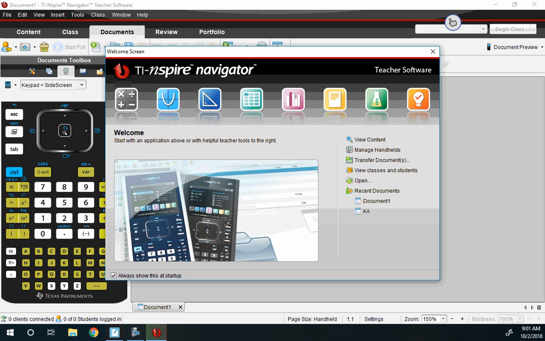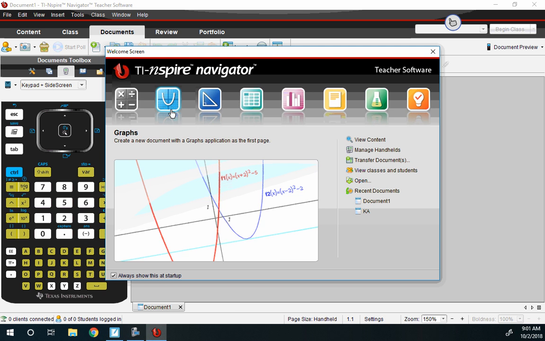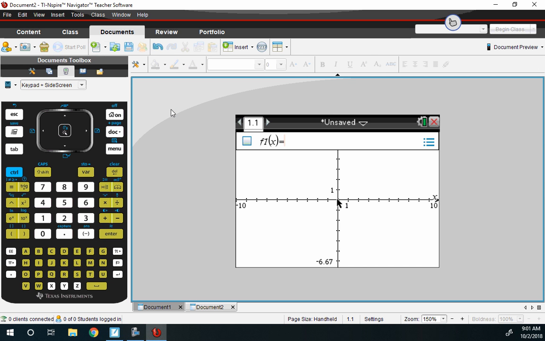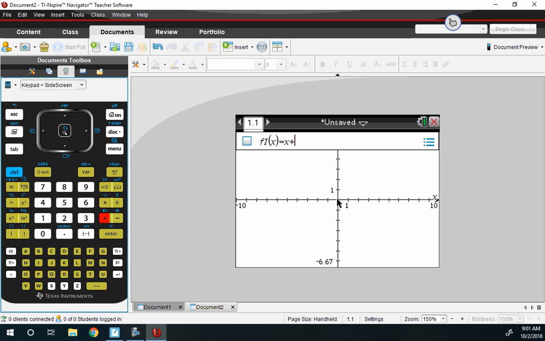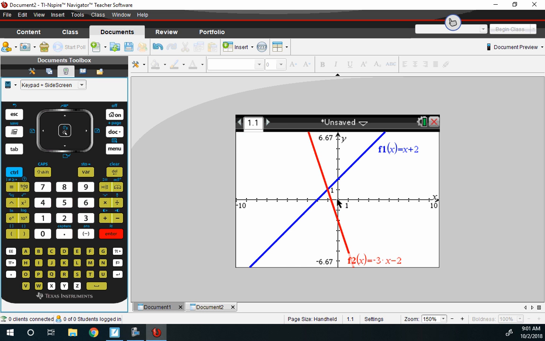And I'm going to go ahead and solve this with the graphing calculator if it'll let me. You know that there's a lot of latency between my calculator and this, but I'm going to try to graph it. Y equals x plus 2. And then tab, y equals -3x minus 2. Graph that.